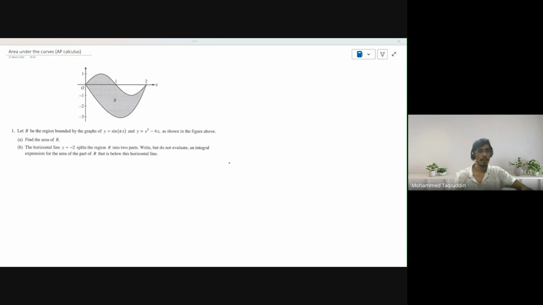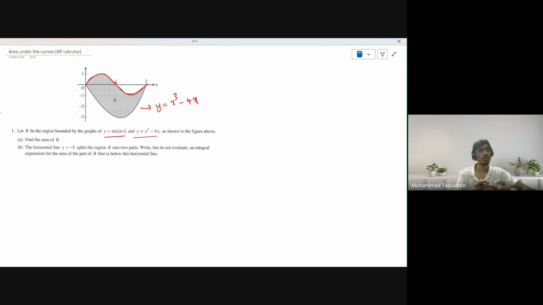We have two different functions here in the question. One is y equals sine pi x, and the other one is y equals x cubed minus 4x. For your knowledge, I'm showing you where these functions are. This is y equals sine pi x, and the one which is below the x-axis, you can see clearly, is y equals x cubed minus 4x.